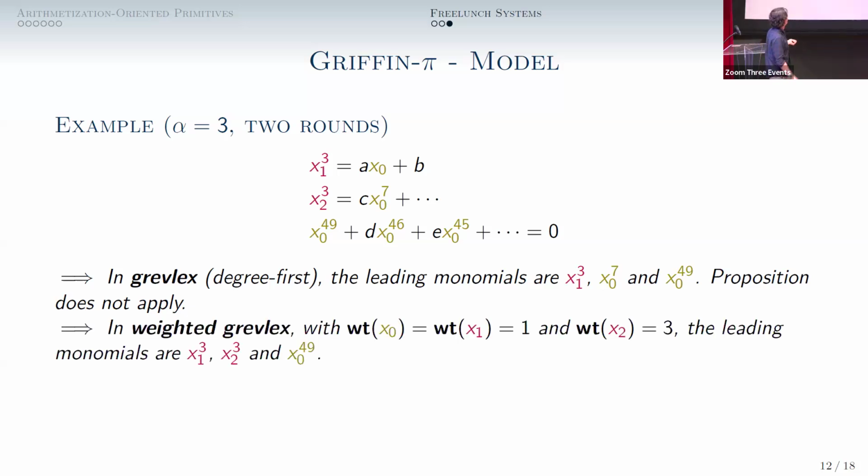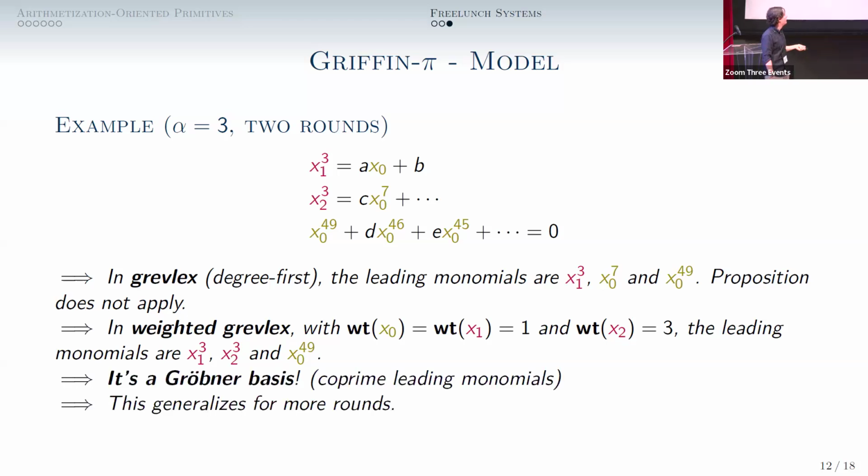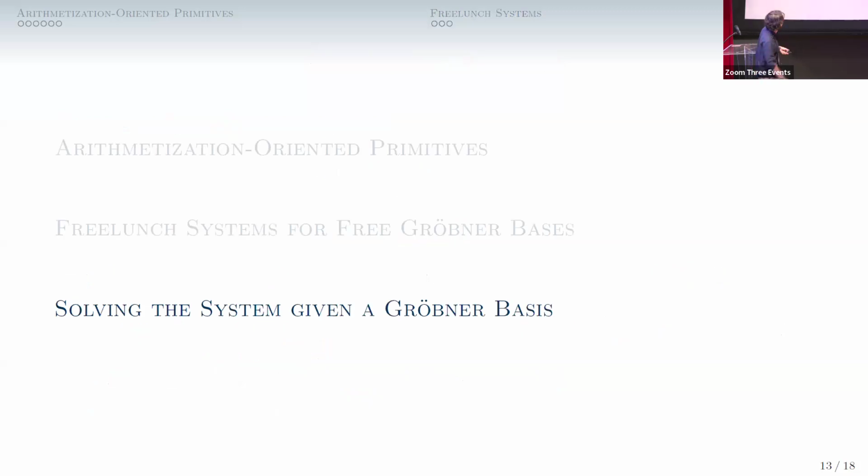But now we say, well, let's give a push to x2 by giving it a higher weight. Now we have that the leading monomials are x1 cube, x2 cube, and x0 to the 49. And since they are coprime, it's a Grobner basis. And of course, this approach generalizes to any number of rounds. So you can always make it so that the leading monomials are x1, something in x1, something in x2, something in x3, and then something in x0 at the end. And so it's a Grobner basis.